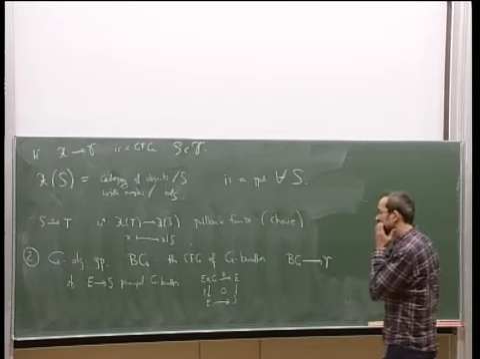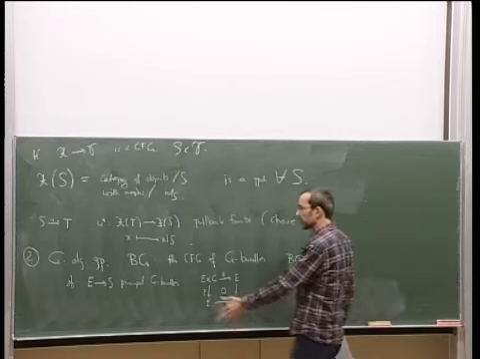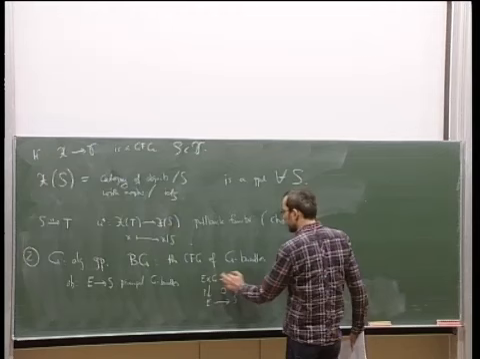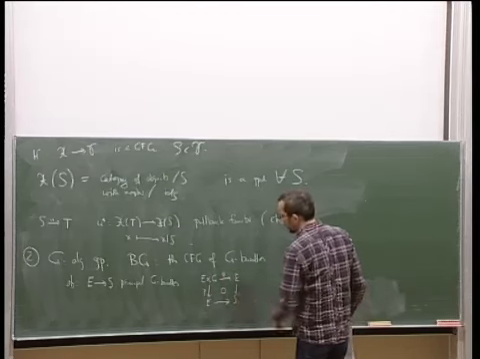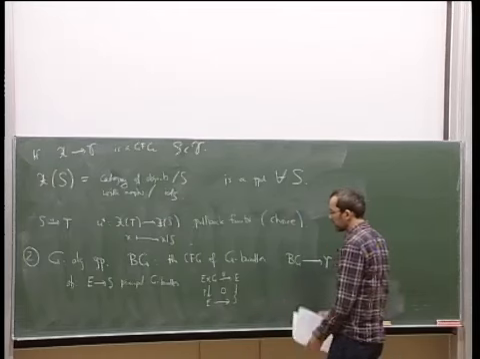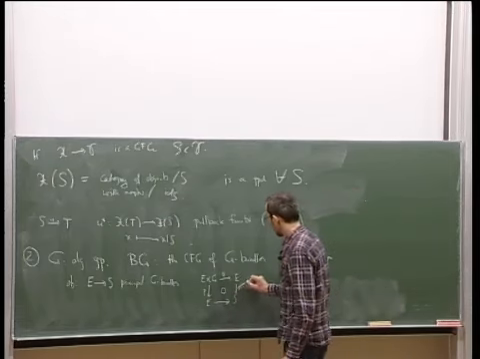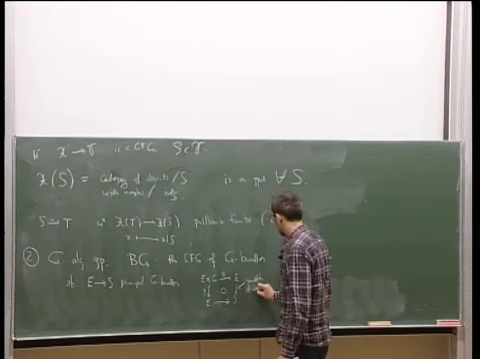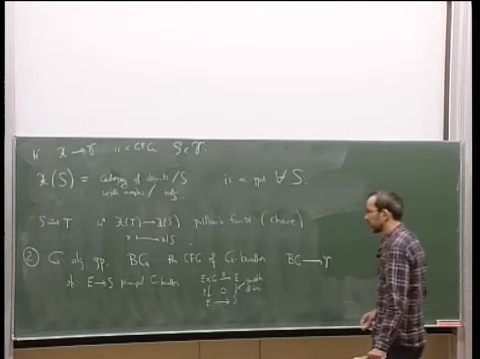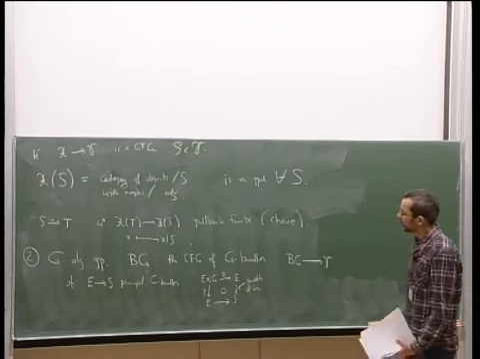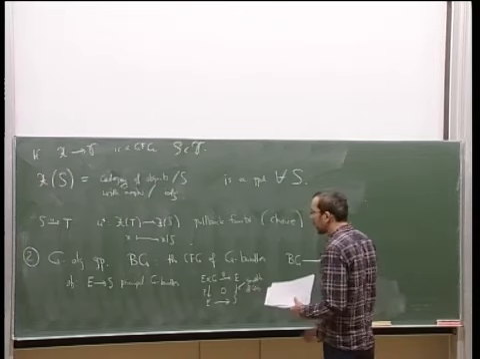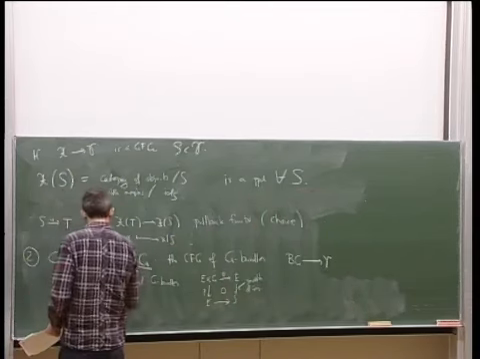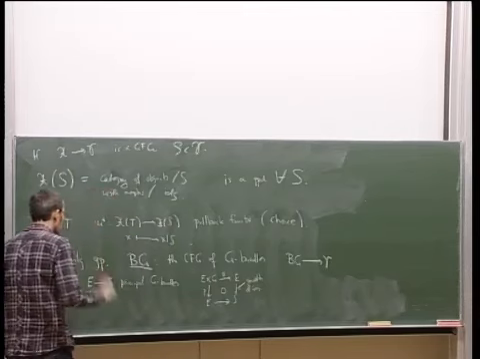A principal G bundle is a morphism of schemes. The group acts on E, and here's the action. There's a projection, and this diagram is Cartesian, and this one is smooth and surjective. If these conditions are satisfied, then this is a principal G bundle by definition. And so the objects in this category BG are all principal G bundles over all schemes.